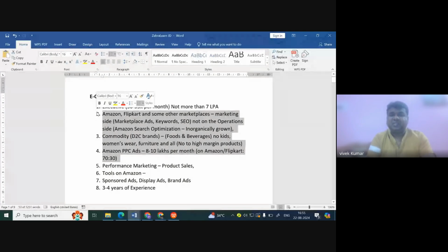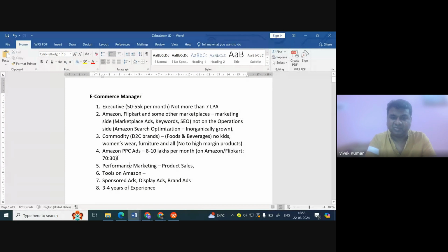Disclosing the company's marketing strategy, that okay, this company can spend 8 to 10 lakhs per month, or maybe they are already spending 8 to 10 lakhs per month on ad spending on Amazon, Flipkart. Now this is also good information for the competitors, right? So you have to be very, very mindful about what you should highlight, what you should not, when you're framing these kind of job requirements and description. Okay.